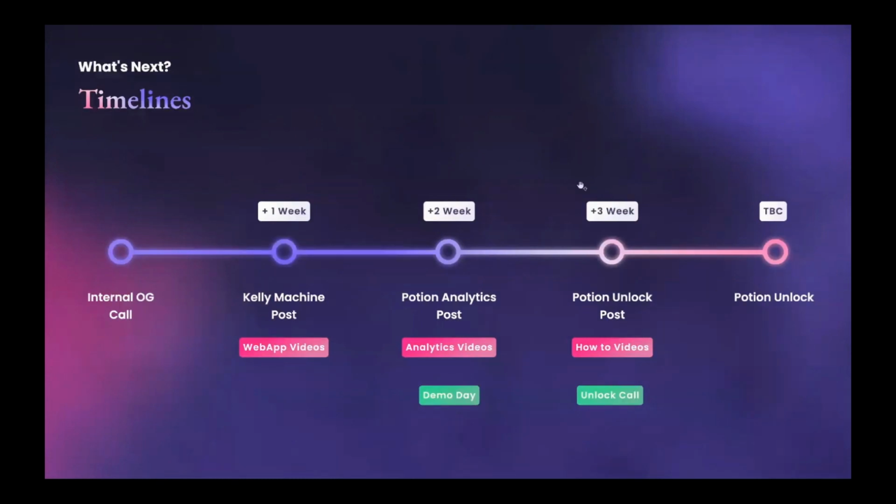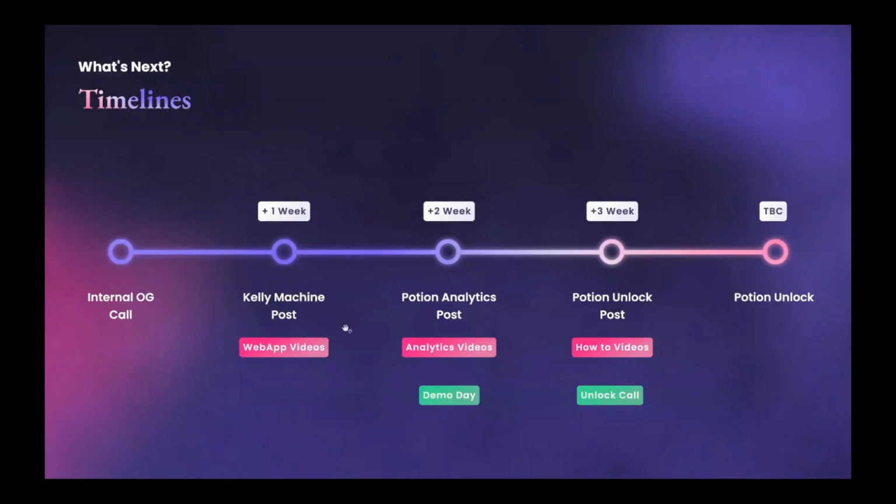So what's the timeline? As we said, this was an internal OG call. This was for the people that are close to the project, that have been sticking with us. We thought that we owed it to you to share the news with you first. We're incredibly interested in your feedback. But then progressively, we're going to start making all this information public to the rest of the community.